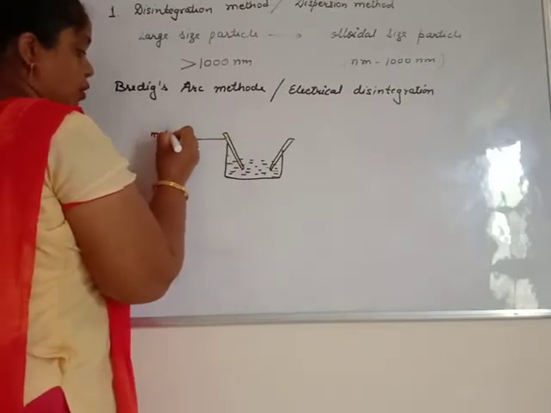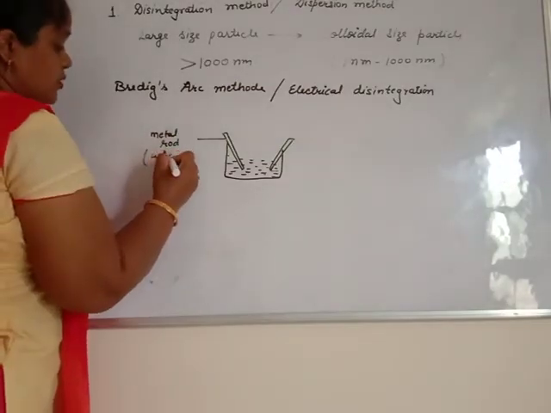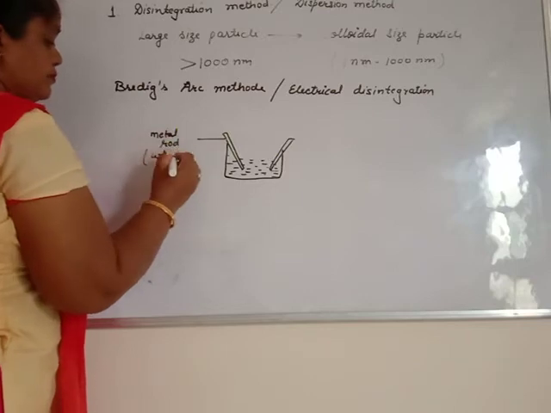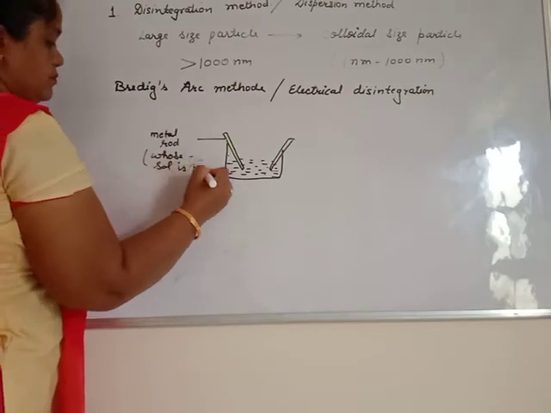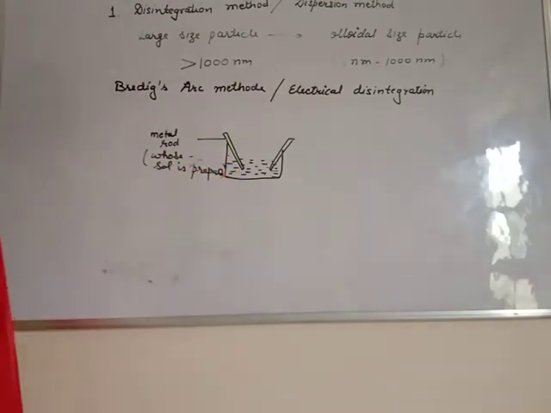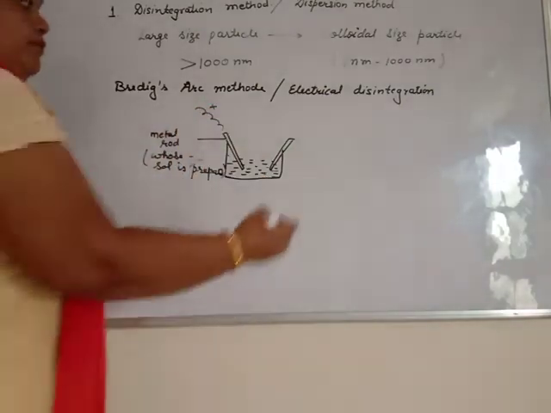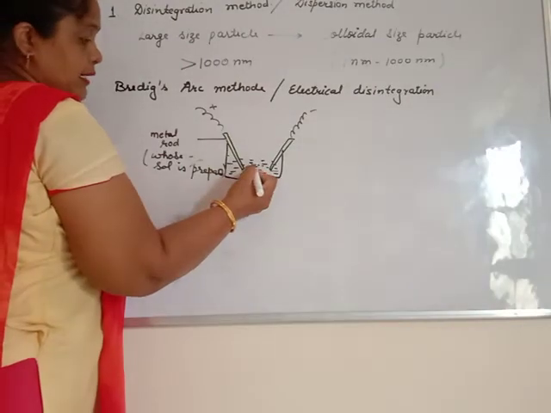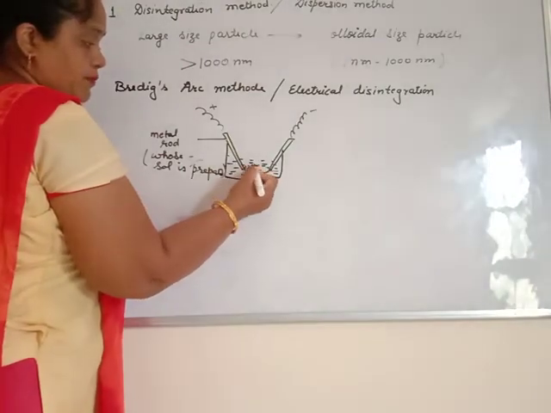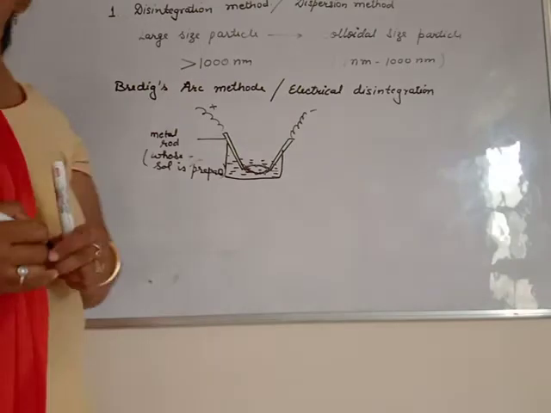Metal rod, which metal? The metal whose sol is prepared. But these rods do not react with water because these metals are least reactive. So one rod is connected with the positive end of the battery, the other rod is connected with the negative end of the battery, and an electric arc is set up between the 2 rods.